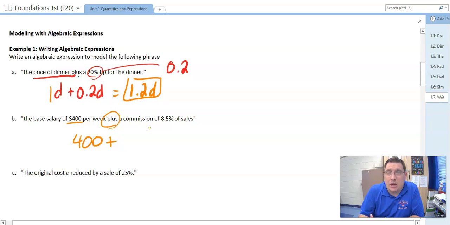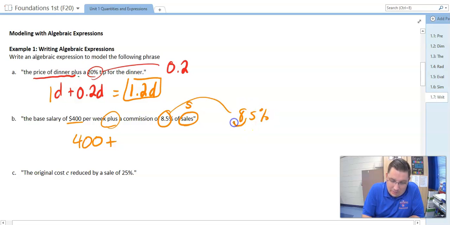So let's say you're a car salesman and you sell a $10,000 car and you get a certain percentage of that back as payment for your wages for that week. Let's say you have a 10% commission. Well, on that $10,000 car, you would earn $1,000. In this case, we've got 8.5% of sales. We don't know how much is sold, so we'll represent it by the letter S here. And then we want to convert this percent to a decimal. To convert 8.5%, remember you're going to take that 8.5%.